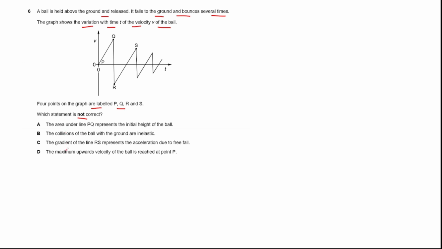So we'll check each of it. So the first one, the area under the line PQ represents the initial height of the ball. So actually the area under the velocity time graph will be representing the distance. So since it is falling from a particular height, so here is the ground and the ball is left from here. So initially it will be at a particular height, and as the distance is covered, the velocity will be increasing.